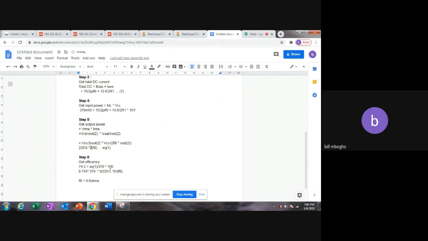Oh, so this isn't supposed to be there. Thank you for the correction. Here it's supposed to be 1 over RL: 225 over 8 times 1 over RL. Then 0.743.